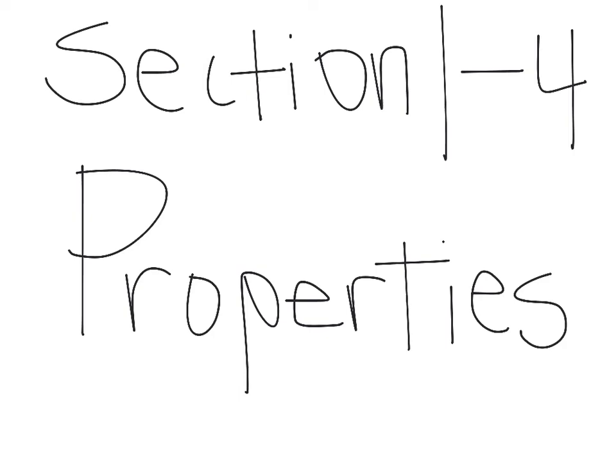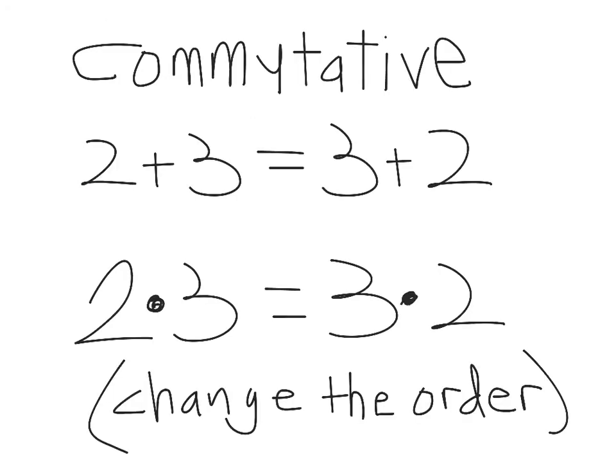All right, so this is section 1-4. This is called properties. Let's move on. All right, and so we need to understand what the properties mean. The first property that we have is called the commutative property.